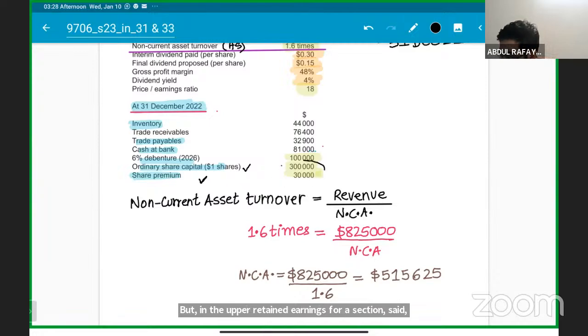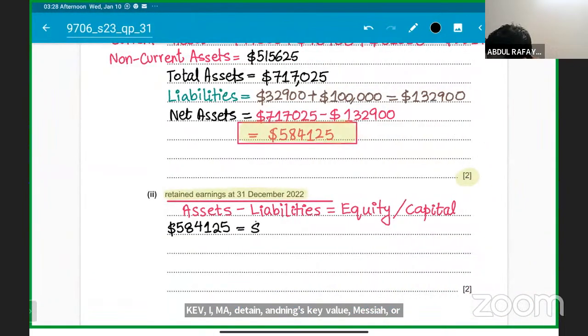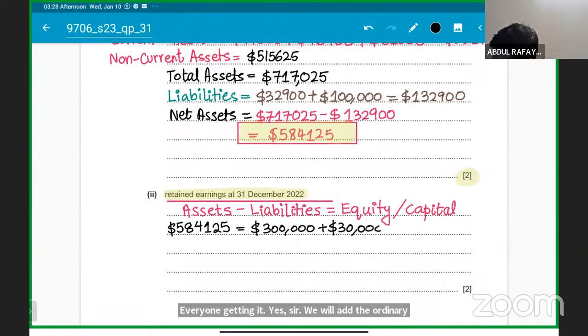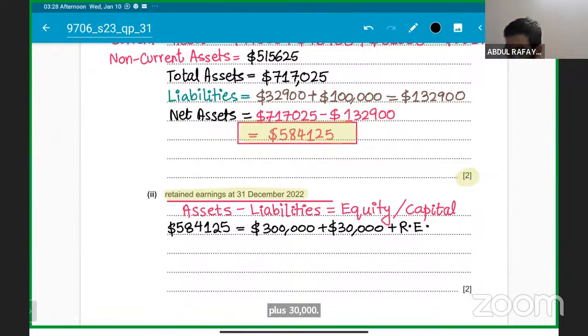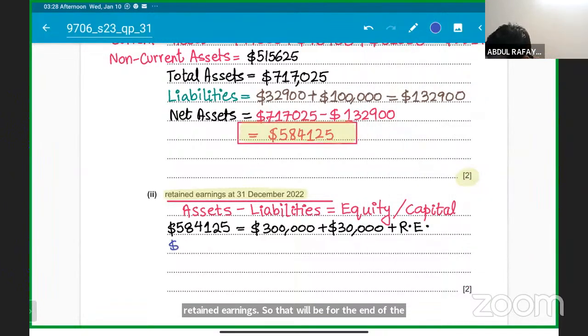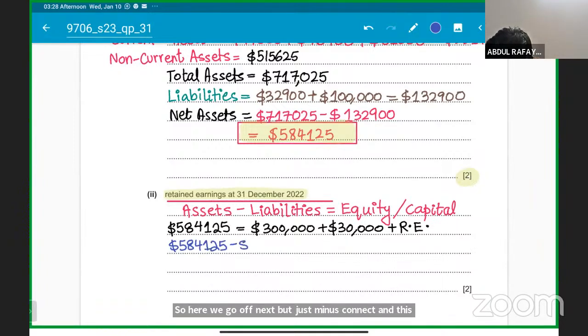So we will add the ordinary share capital and the share premium. We will add the ordinary share capital, that is 300,000, plus 30,000, sir, as the share premium. And we don't know what is retained earnings. So that will be for the end of the year. Okay? And the balances given in the question are at the end of the year, right, students? So here we go. You just have to subtract. And this will also be 2 marks and you will get the free answer as well. Okay, everyone got this clear? Any problem? Let me know.